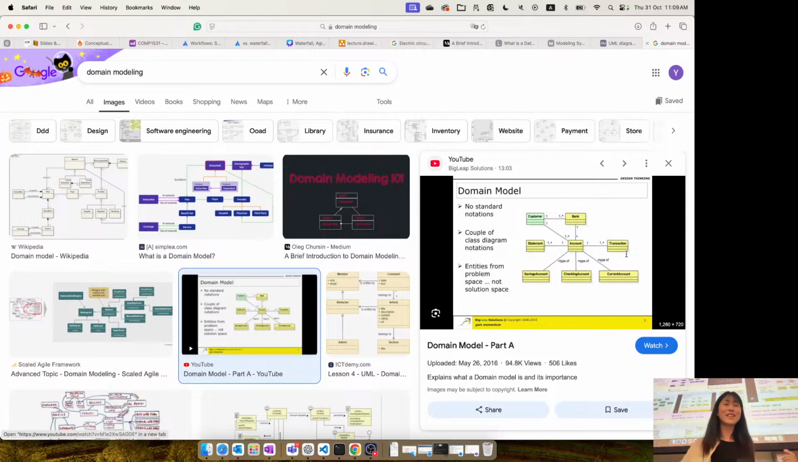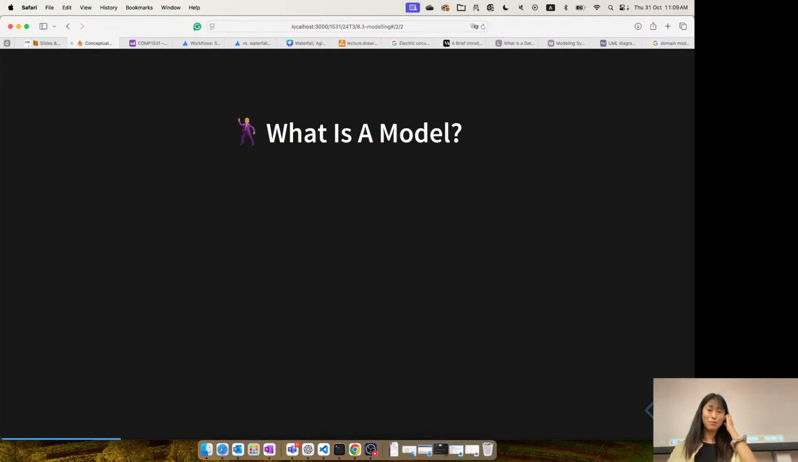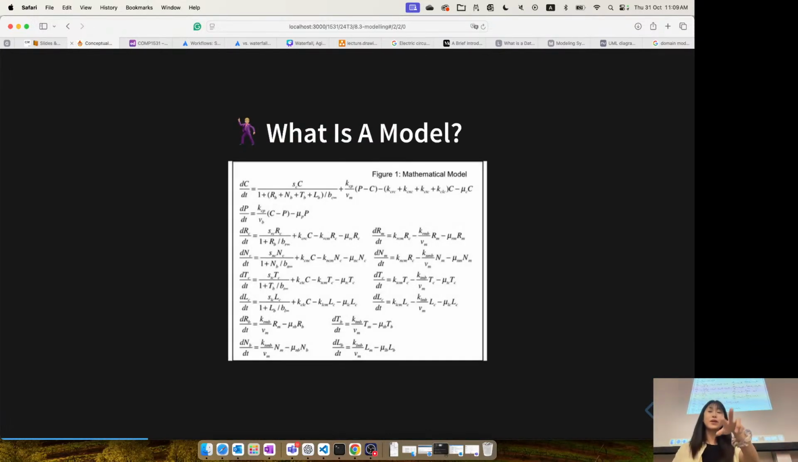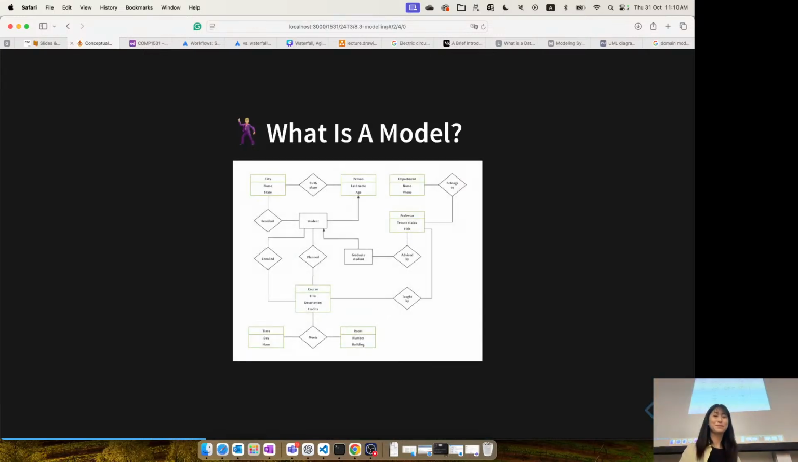But more specifically in software engineering, what is conceptual modeling? These are all examples of models. Yeah, a mathematical model is also a very good example of modeling. These are also conceptual modeling. It uses mathematical functions to describe a thing, right? Model, yeah.